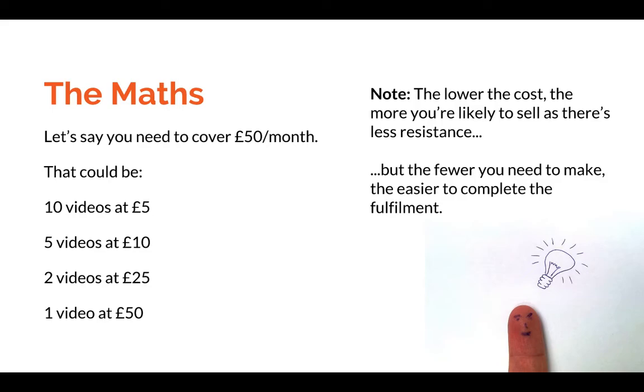Or you might say, well, that's 5 videos at £10. Perfect. Or 2 videos at £25, or 1 video at £50. Now, if you normally charge £500 for a video, 1 video at £50, that does seem like a bit of a bargain in comparison. But the idea is the lower the cost of the videos, the more you're likely to sell, as there's less resistance. It's more like pricing it so that somebody's in the supermarket, they're just checking out, they see a chocolate bar, they pick it up because it doesn't cost very much. You know, this isn't a big consideration.